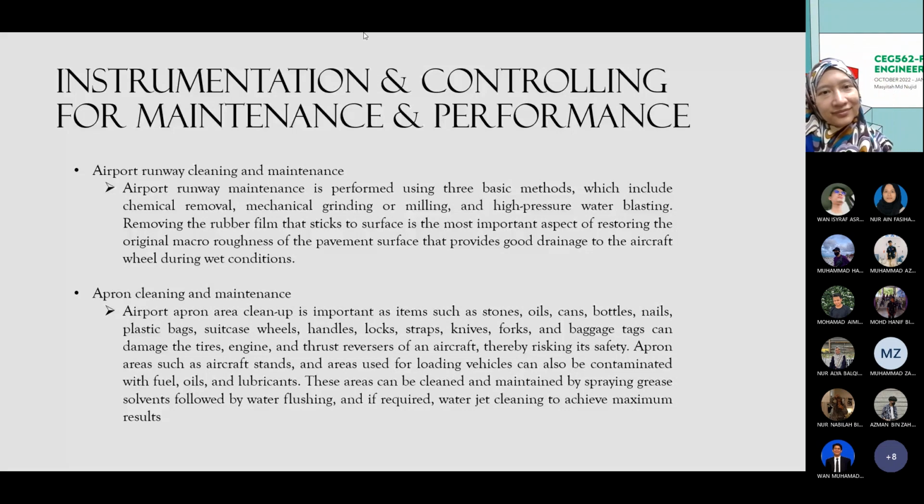Instrumentation and controlling for maintenance and performance. The first one is for the airport runway cleaning and maintenance. The airport runway maintenance is performed using 3 basic methods, which is chemical removal, mechanical grinding or milling, and high pressure water blasting. Removing the rubber film that sticks to the surface is the most important aspect of restoring the original micro roughness of the pavement surface that will provide good drainage to the aircraft wheel, especially during wet conditions.